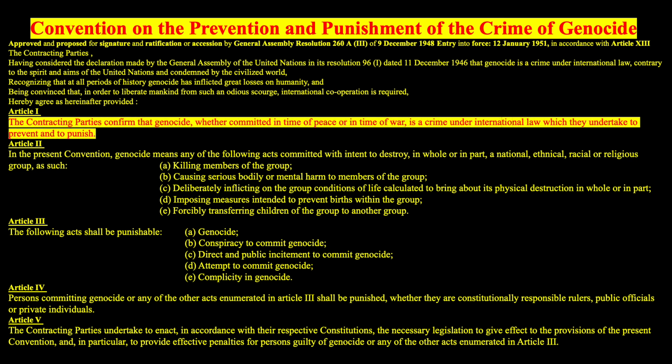You may have noticed I skipped over Article 1. Article 1 has a very powerful wording. The contracting parties confirm that genocide, whether committed in time of peace or in time of war, is a crime under international law which they undertake to prevent and punish.